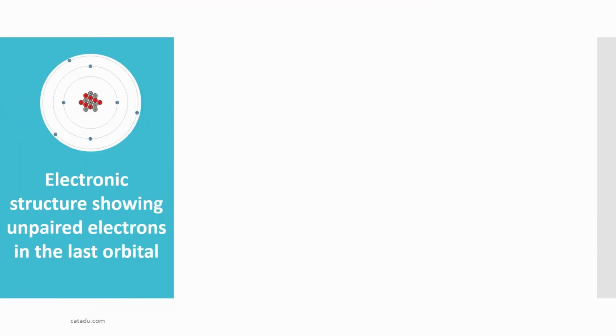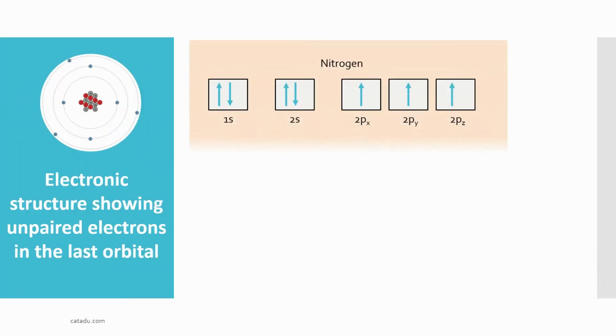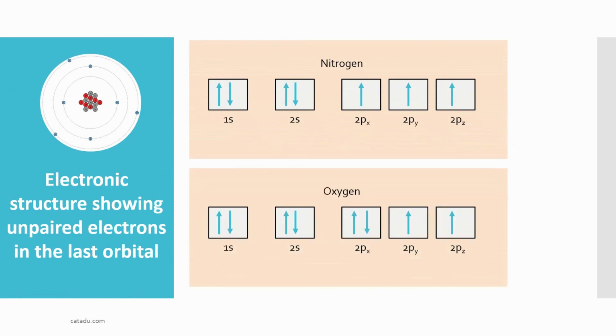Electronic structure showing unpaired electrons in the last shell. If I show here, nitrogen has a total of 3 electrons in the p orbitals. They have 1, 1, 1, so 3 unpaired, maximum 1 per p orbital. For oxygen, 2 unpaired is possible. Oxygen has 1 spin pair.